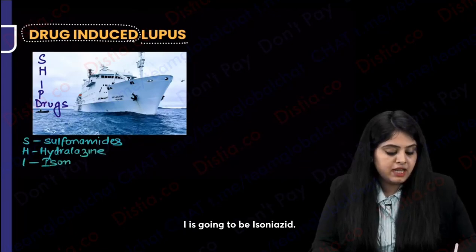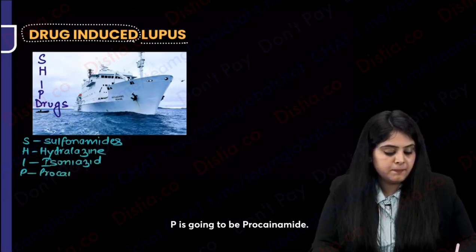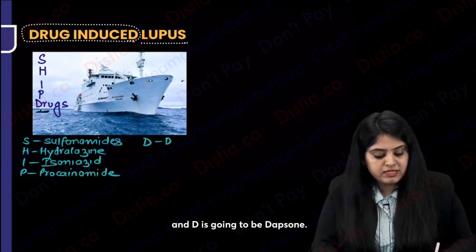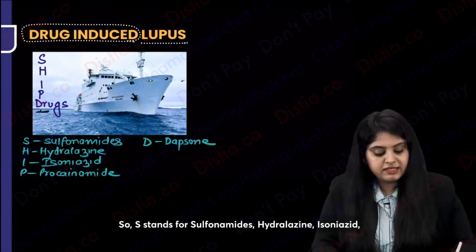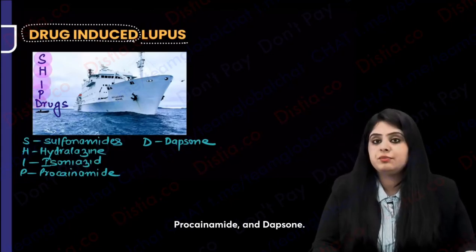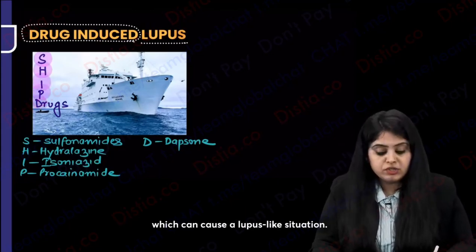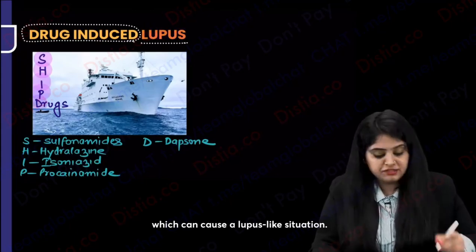I is going to be isoniazid. P is going to be procainamide, and D is going to be dapsone. Let's do a repeat. What is SHIP drugs? S stands for sulfonamides, hydralazine, isoniazid, procainamide and dapsone. These are the SHIP drugs which can cause a lupus-like situation.